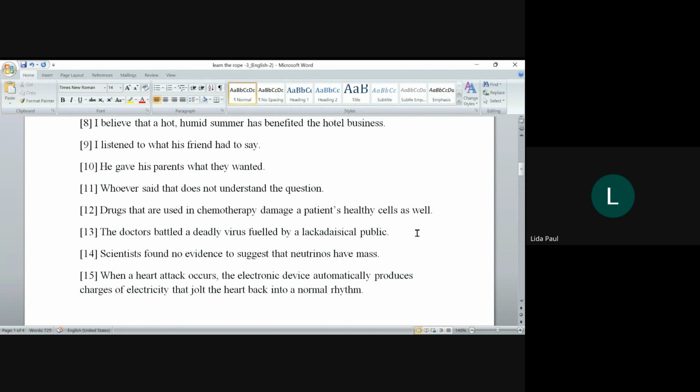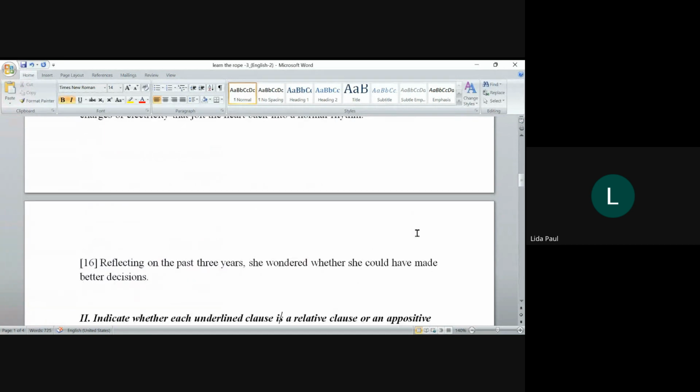But the moment the sentences get longer, there are more chances of you having complex subordinate clauses inside them. So don't worry about this. It's just a matter of time. If you look at these things closely, you will easily be able to say, even if you are woken up out of your sleep, which is what. Okay, the last one here. Reflecting on the past 3 years, she wondered whether she could have made better decisions.